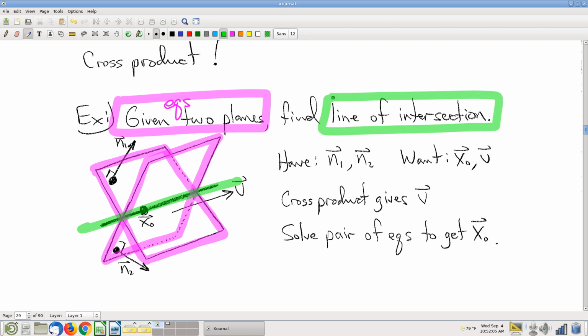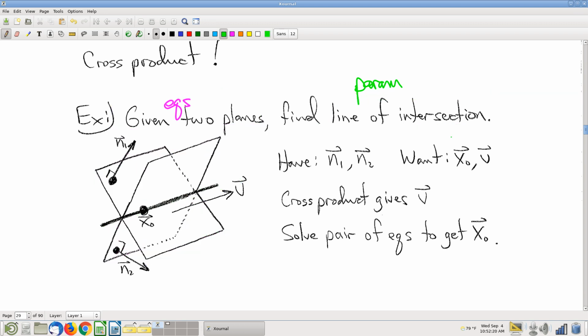In particular, I want a parameterization of that line of intersection. So how do we actually get this done? Well, I have been given a couple of normal vectors. What do I want? Let's see here. I am going to need a point on that line, and I'm going to need a vector parallel to that line.